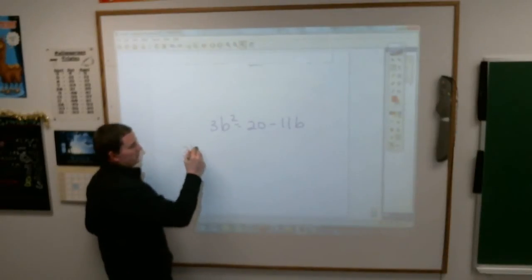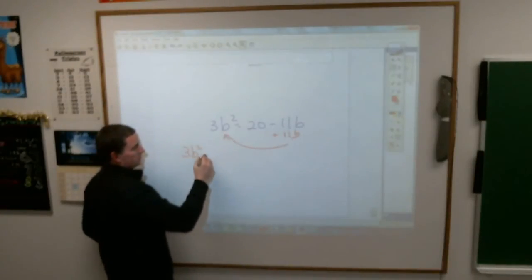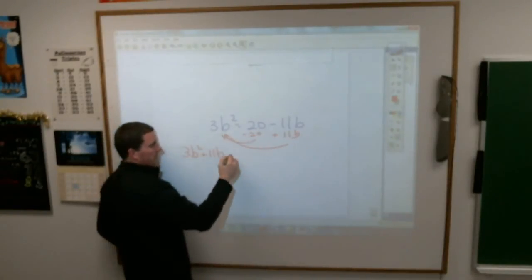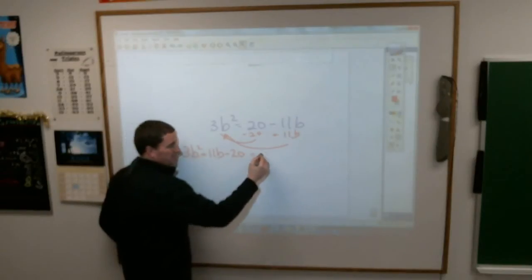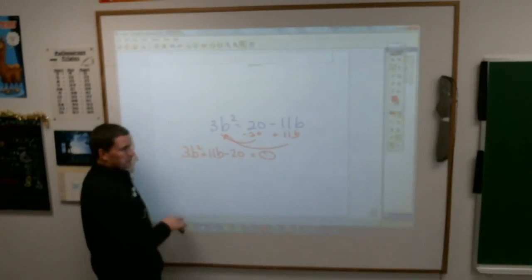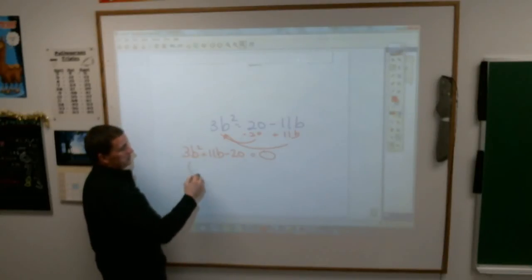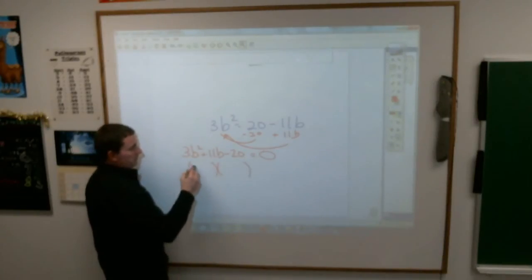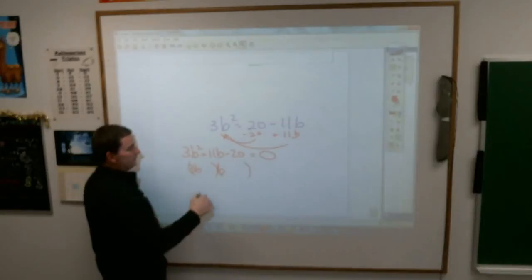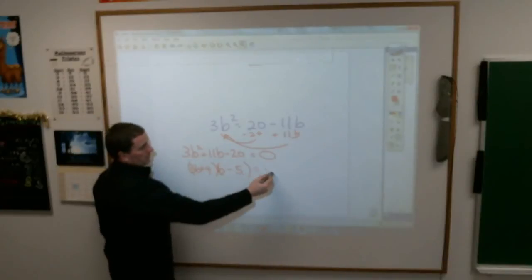I have my 3b squared, and I'm going to rewrite it because I want to do it in descending order. I need to add 11b to get it to the other side, so this becomes a plus 11b. I need to subtract 20 to get it to the other side, so this becomes a minus 20, and then I have nothing left on that side, which is my 0. So you might have to rearrange the terms. It has to be the squared term first, the b second, and then whatever third. And then you can just do your two binomials, 3b and b. What times what gives you 20 and -11 there? Probably a 5 and a 4. -5 plus 4.